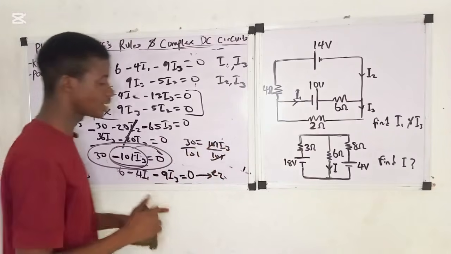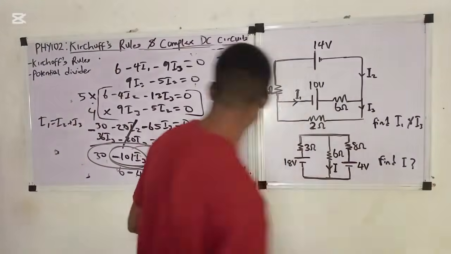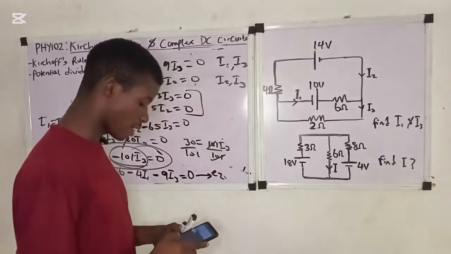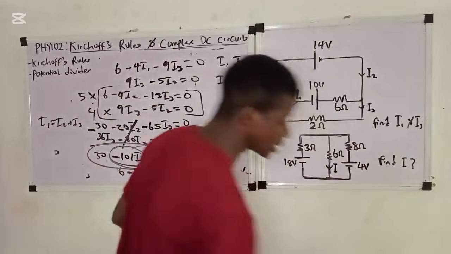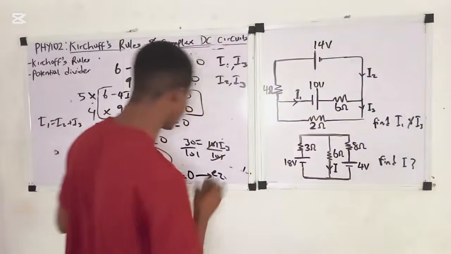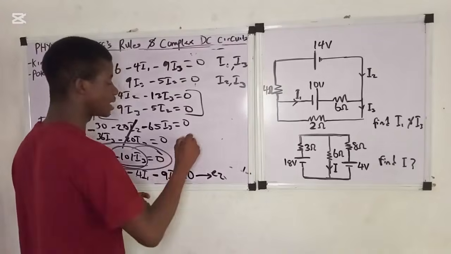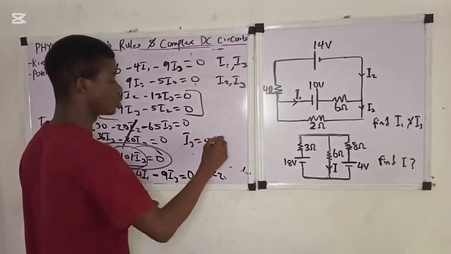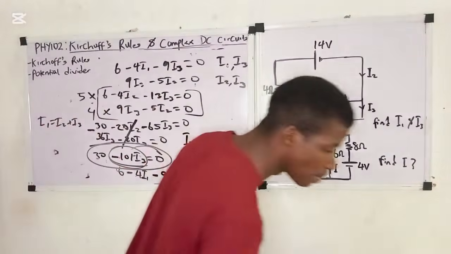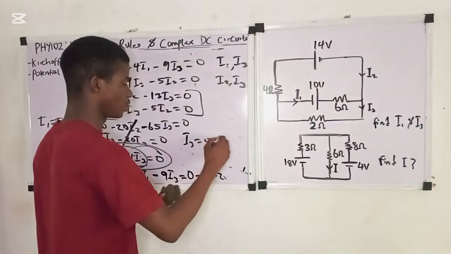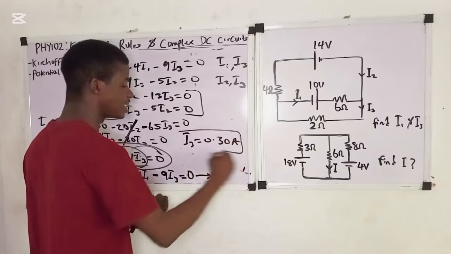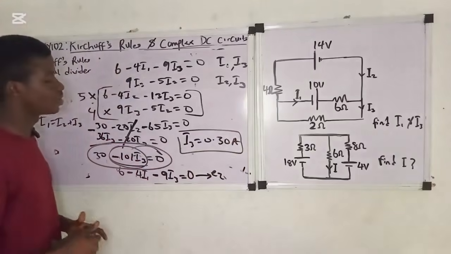So I3 will cancel this. So 30 divided by 101 is 0.29, or we can say approximately 0.297, approximately 0.30 ampere. So our I3 is 0.30 ampere, right?